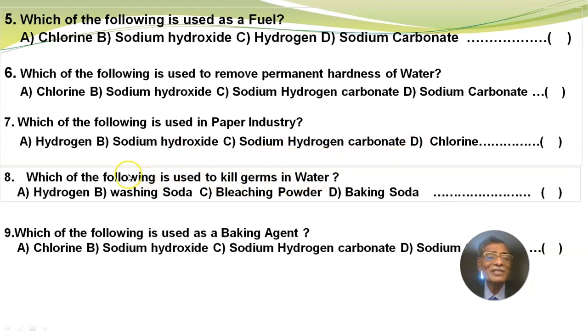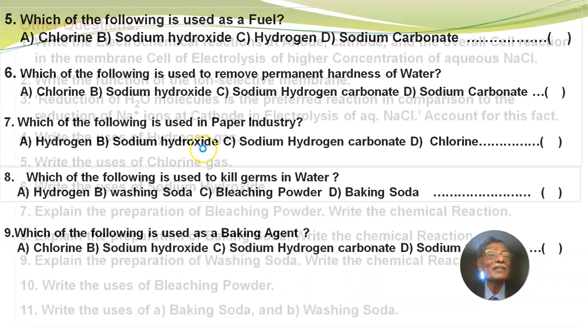Question 8. Which of the following is used to kill germs in water? A. Hydrogen, B. Washing soda, C. Bleaching powder, D. Baking soda. Question 9. Which of the following is used as a baking agent? A. Chlorine, B. Sodium hydroxide, C. Sodium hydrogen carbonate, D. Sodium carbonate.